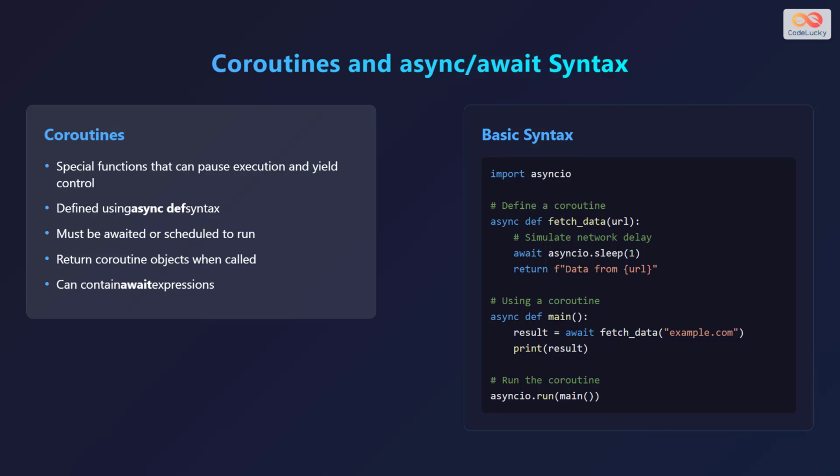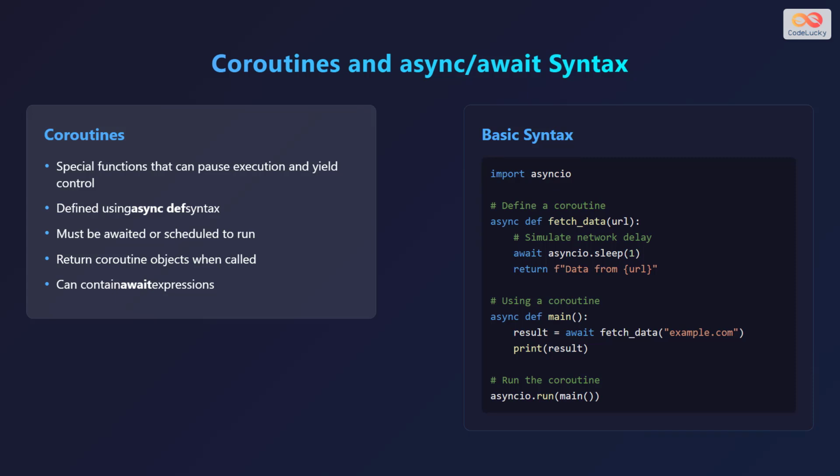Let's dive into coroutines and the async and await syntax. Coroutines are special functions that can pause their execution and yield control to the event loop, allowing other tasks to run. They're defined using the async def syntax and must be awaited or scheduled to run. When a coroutine is called, it returns a coroutine object which can then be used in asynchronous operations. Importantly, coroutines can contain await expressions, which are points where the coroutine can pause execution.